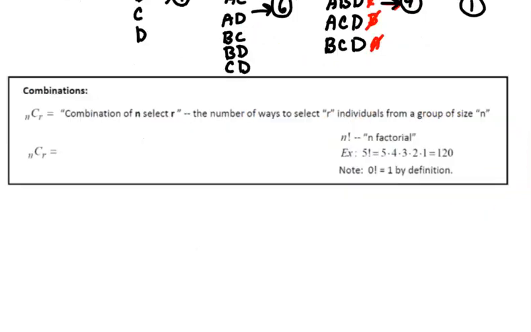So I'm going to show you a mathematical formula for figuring this out for any number. It's called a combination. You write it like this: n, little n as a subscript, big C, little r as a subscript. And we read this combination of n select r, or the number of ways to select r individuals from a group of size n. And remember, this is one where order doesn't matter. Unlike the permutations, which definitely meant order, order doesn't matter with combinations.